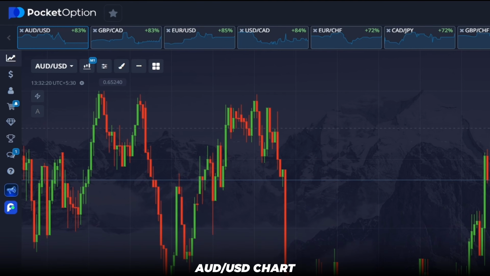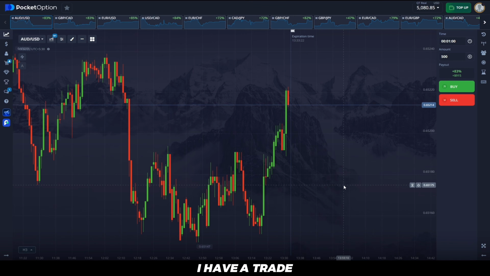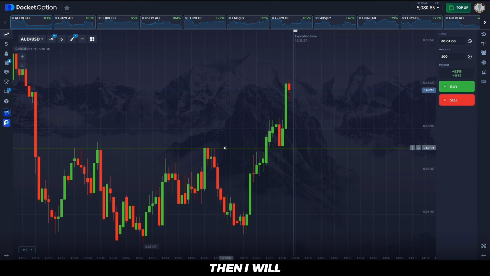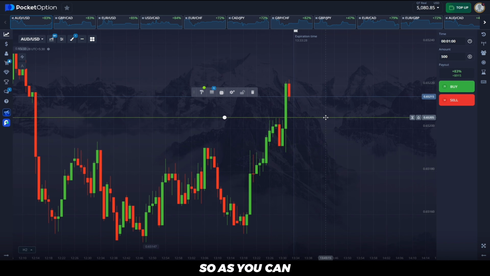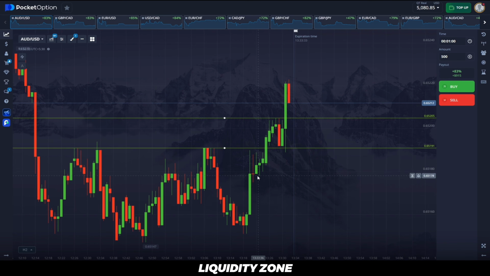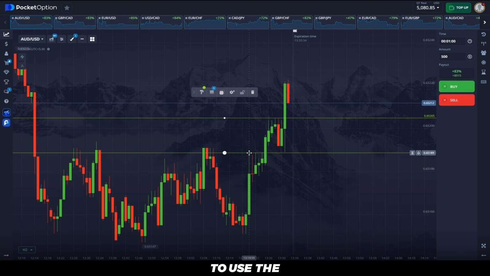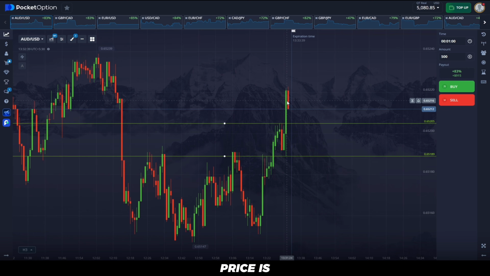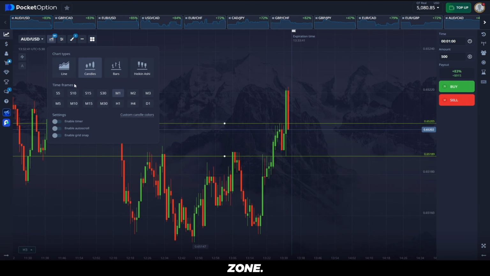Currently, I'm watching the AUD/USD chart and I have a trade opportunity. Let me first mark the zone and then I will take the trade. As you can see, this particular candle gave a breakout. So it left a liquidity zone behind and I'm going to use the same zone for a reversal trade. Right now, price is reversing after it hit the zone.